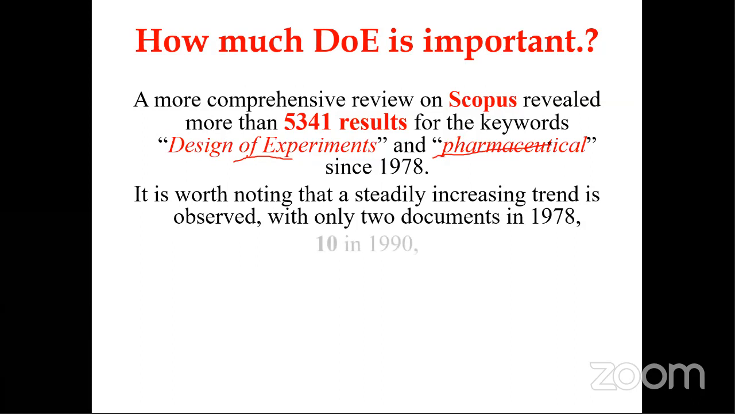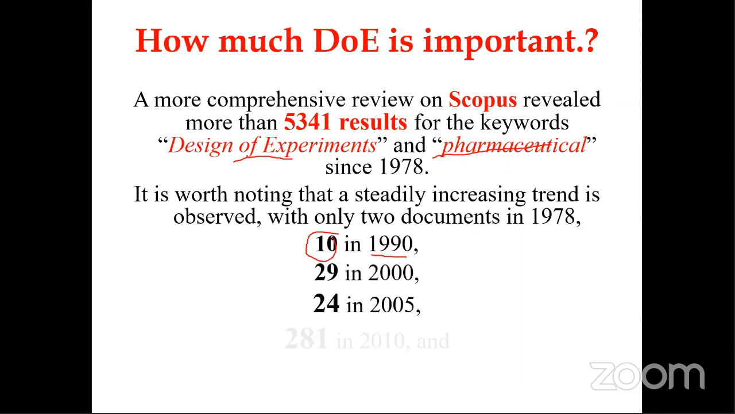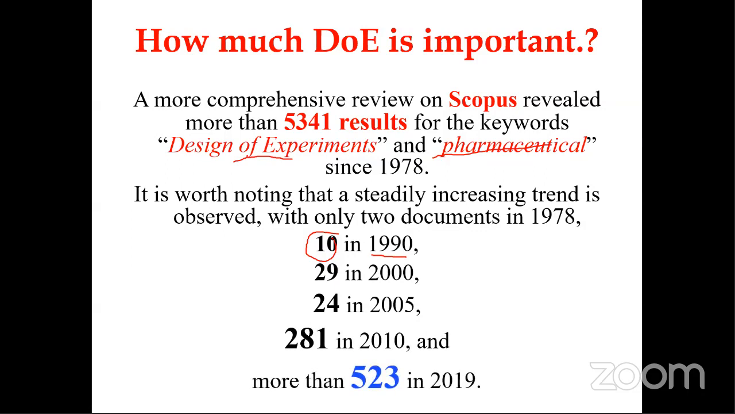Okay, so you can see the search terminology when we put in the Scopus search, design of experiments on pharmaceutical. In 1991, we are able to see only 10 articles. And as the years pass, in the year 2000, 29 articles, 2005, 24 articles, and 2010 around 281 articles. In 2019, around 500 plus articles. That means it is in a very primitive stage. It is in a budding stage.